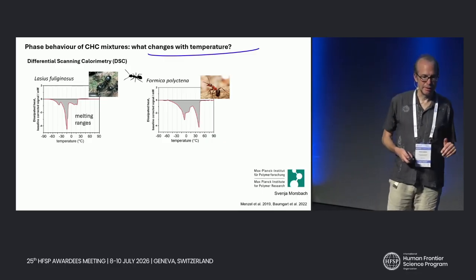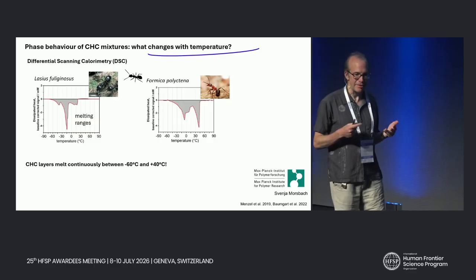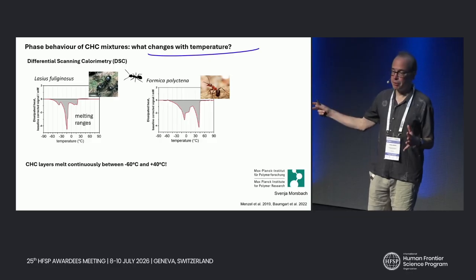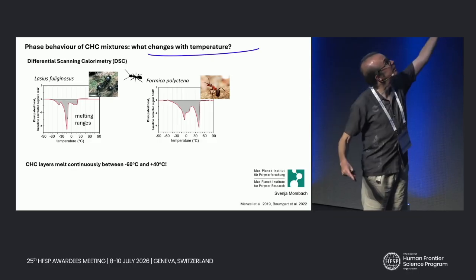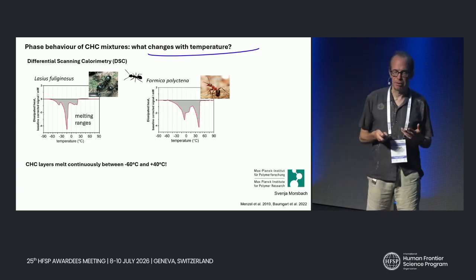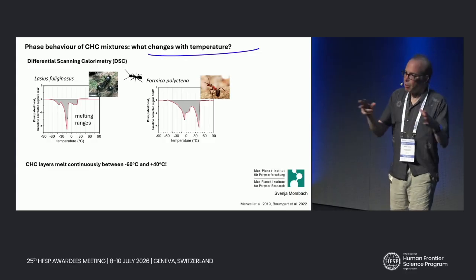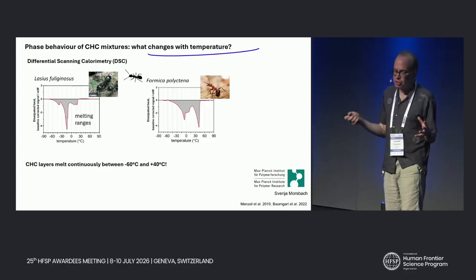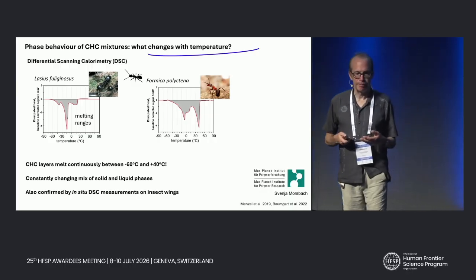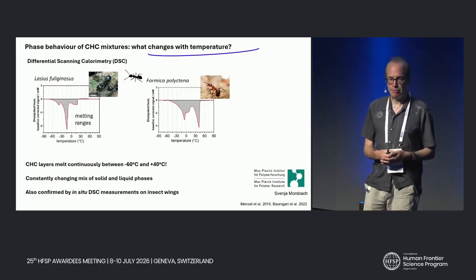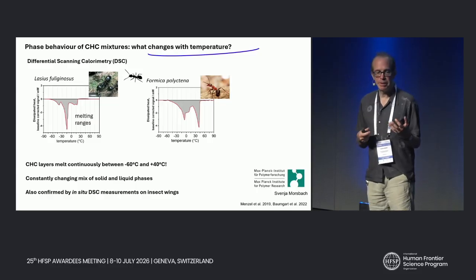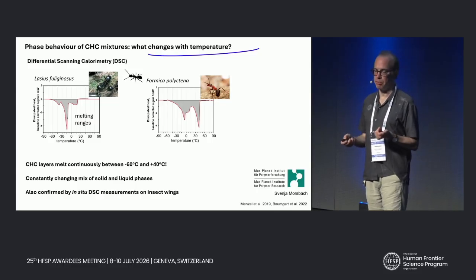Now when you look at that, you see that CHC layers start melting at minus 60 degrees already, so really low. And they continue melting until plus 40 degrees, like here, while in the other species, everything is melted at about 25 degrees. So in all that temperature range, you have a constantly changing mix of solid and liquid phases. So it's a very complex phase behavior. And by the way, this was not only measured in extracts, but Fumitoshi could also confirm that by measurements in situ on insect wings of cockroaches.